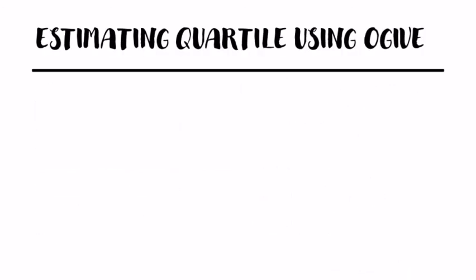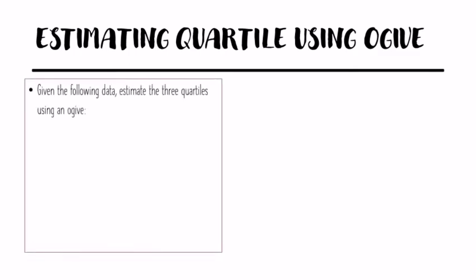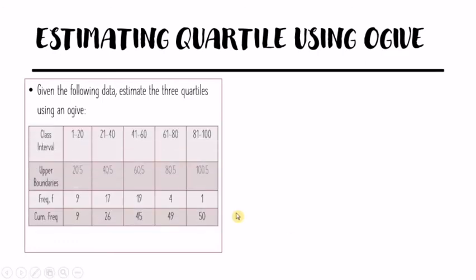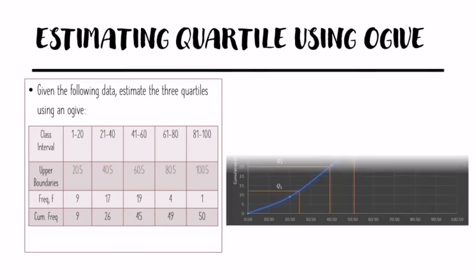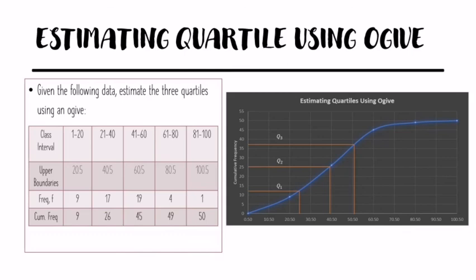The other way to estimate quartiles is to use an ogive. Given the following data, estimate the quartiles using an ogive. This is our data. Remember, if you want to draw an ogive, you have to find the upper boundary, because ogives for grouped data are drawn against upper boundaries. So first you have to draw the ogive.